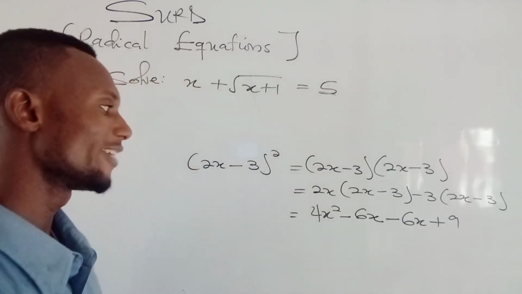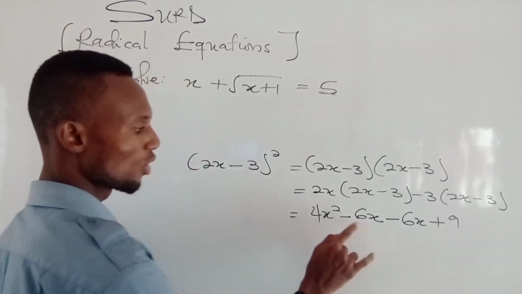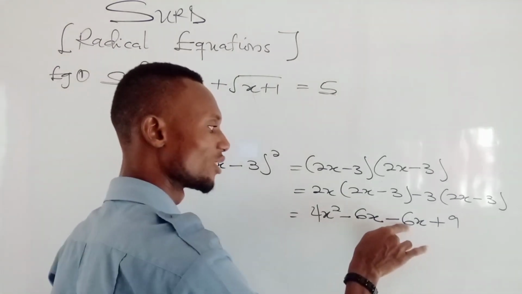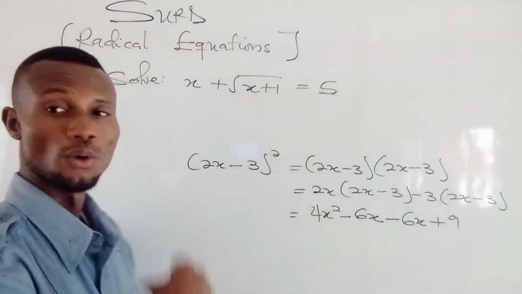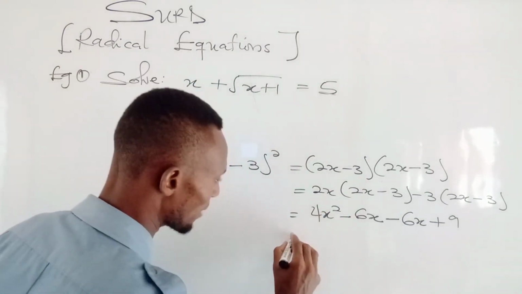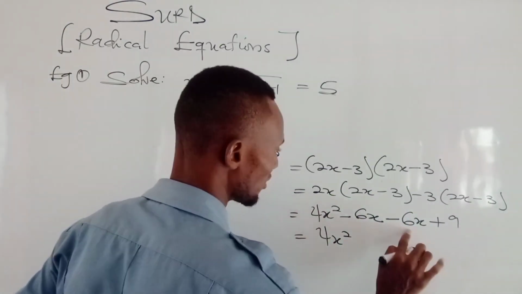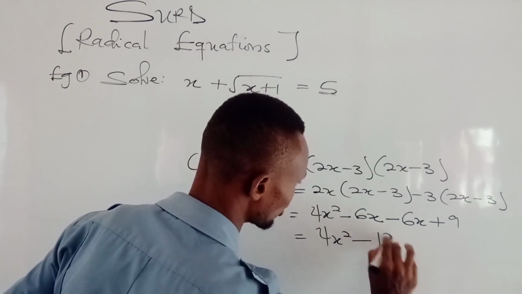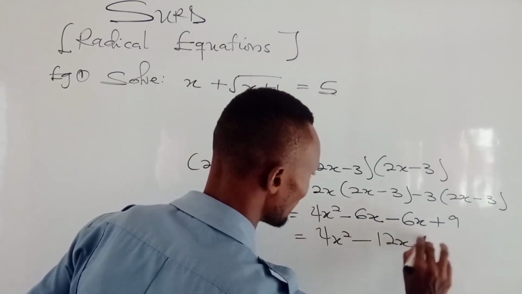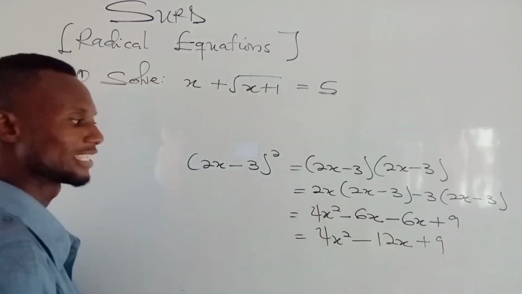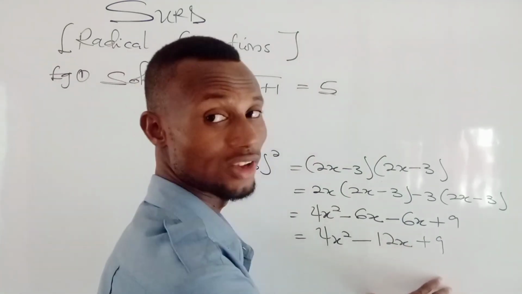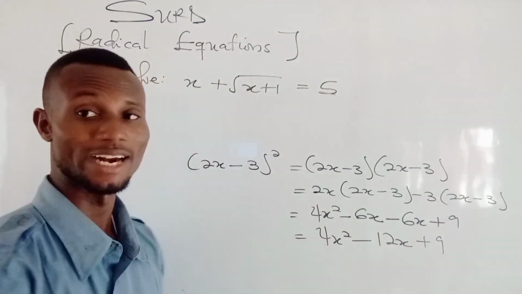Now let's go ahead and simplify further, because this minus 6s and this minus 6s are like terms. We can simplify further. So I'm going to have 4s squared, minus 6s minus 6s is going to give you minus 12s. Then you bring your plus 9. This is our final answer, which we cannot simplify further. So that's the final answer.